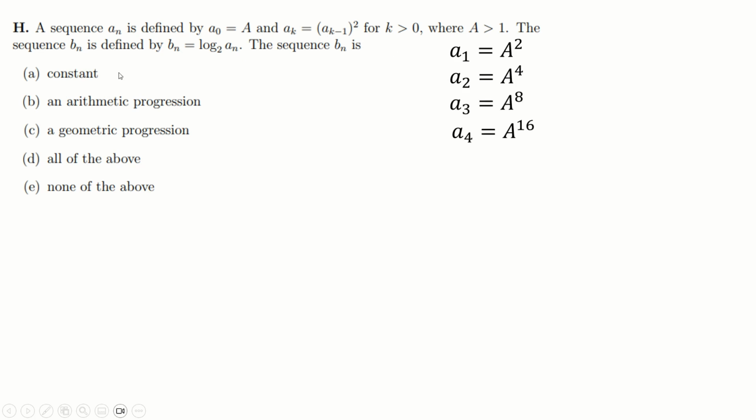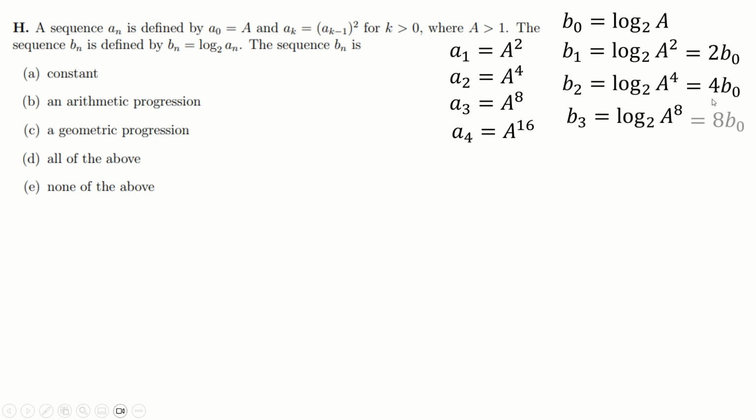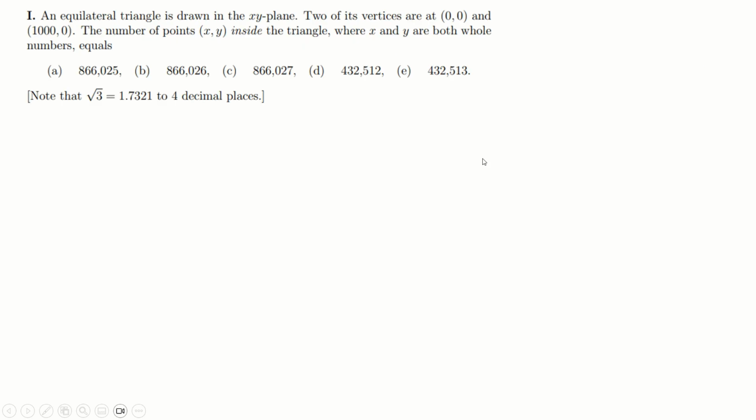Then you do the same for Bn, but Bn is log 2 of An, so B0 is log 2 A0, which is log 2 big A. B1 is log 2 of A squared, which is 2 log to base 2 of A, and so on. You can put all the powers down, and you end up with this here. You just times this, and so on. So it's just a geometric series, times by 2, times by 4, times by 2, times by 2, times by 2. So it's just a geometric progression, I believe. And that's all we have to say.